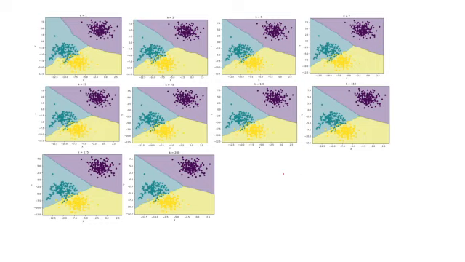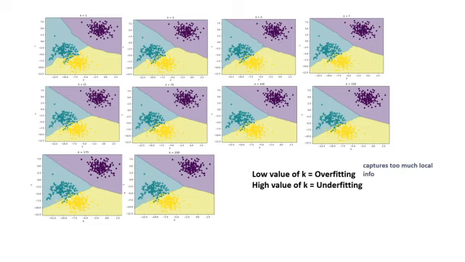So this is what it actually looks like for k equals 1, 3, 5, 7, 21, 75, 100, 150. You can see the change in the decision boundary. What happens here is, when the value of k is small, it results in a complex decision boundary where it captures too much local information. Whereas when the value of k is large, it gives a smoother decision boundary, but it overlooks important patterns in your data. So a low value of k can give you overfitting, while a very high value of k can give you an underfitted model.